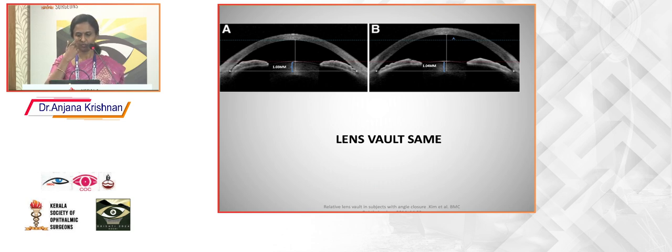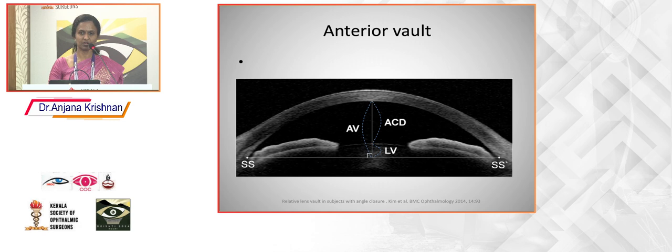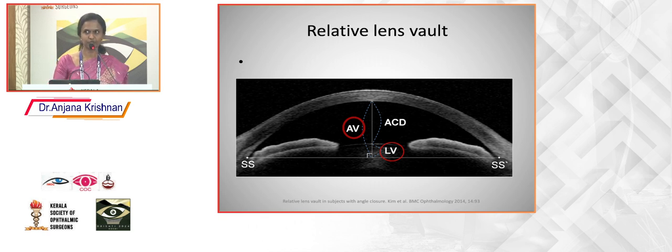These pictures both show the same lens vault. The scleral spur line has been aligned and the lens vault is almost the same, but as we can make out, the anterior chamber depth is different. The first one is a narrow, shallow AC, and the other one has a larger anterior chamber. So even though the lens vault is a predictor for angle closure, sometimes it may not give a correct result. So anterior vault is assessed, that is lens vault with anterior chamber depth, and the relative lens vault, which is the lens vault in relation to the anterior vault. The relative lens vault will give a better idea of the chances of angle closure than the lens vault.